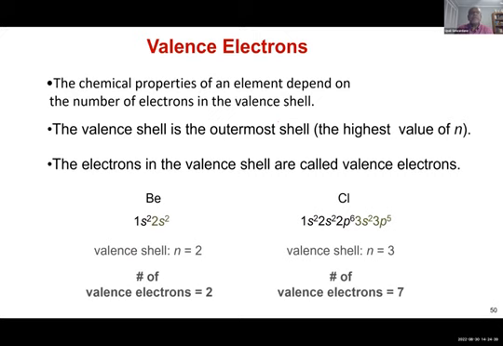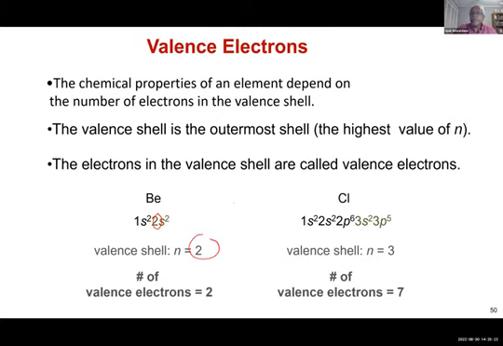Now let's look at the valence electrons in detail. Why are valence electrons important in the periodic table? Because the chemical properties of elements are decided by the number of valence electrons in the shell. How many bonds a particular compound makes depends on the number of valence shell electrons. Valence shell is the outermost shell with the highest value of n. For example, the highest shell number here is 2. Therefore, valence shell is 2.